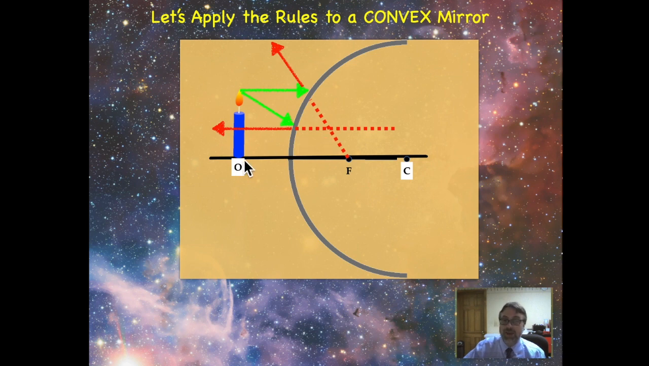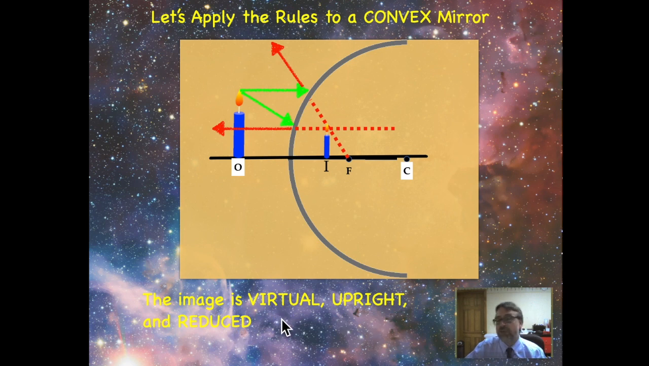And again, I point out that since the bottom of the object is on the principal axis, the bottom of the image will also be on the principal axis. And I will get an image right here. This image is virtual, upright, and reduced. Now, again, it's virtual because there's no way for me to stick a piece of paper behind the mirror and project that image of a candle. And again, following the same rule, if I have an upright image from a single mirror, you know it's virtual. You will not be able to project it.